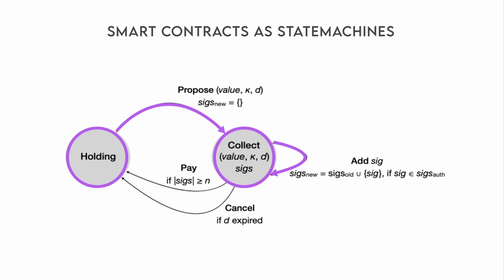We wait and we see that within that period, if we have the agreed upon 3 signatures or more, then we can transition from the collection state back to the holding state by doing a pay transition. So you see that here we have: if signatures are greater than or equal to 3, then we pay out that value. Or if we reach the end of the block interval of the proposal, then we just cancel.